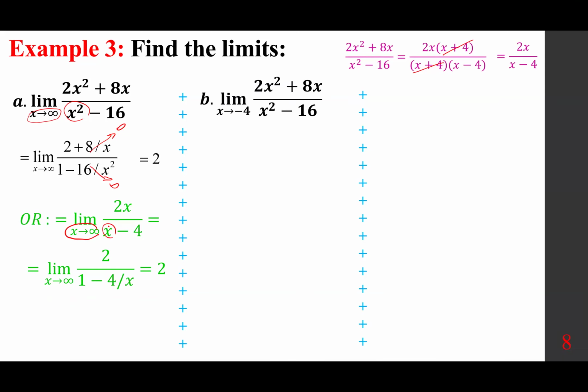What about this one? If you plug in -4, you will end up with 0 over 0 class. And the technique is factoring. So we look at the factored form. And now if you plug in -4, you get -8 over -8, which is positive.